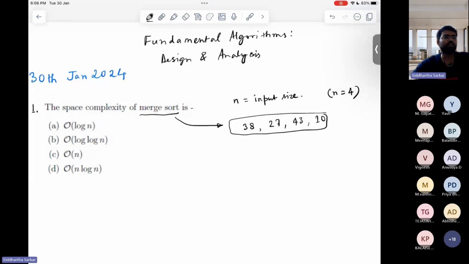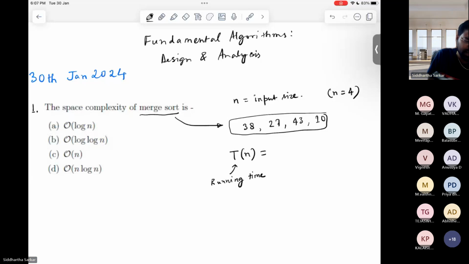So have you seen the merge sort recurrence? Any of you? So how can we write the running time? So T(n) refers to the running time of the algorithm when the input size is n. And let us say S(n) refers to the space complexity, that is, the space required for an input of size n.